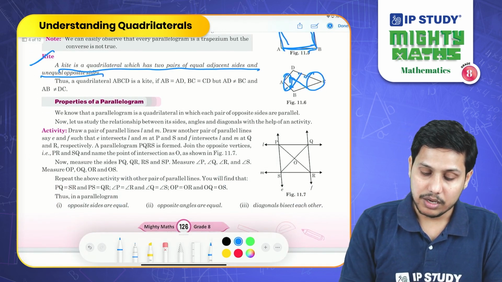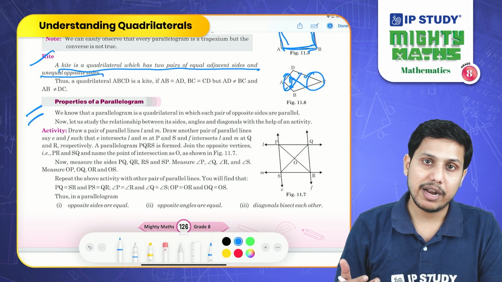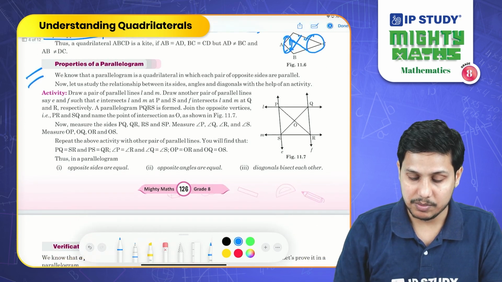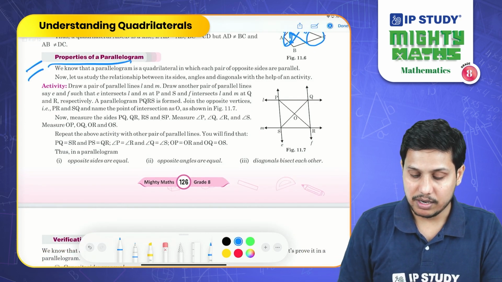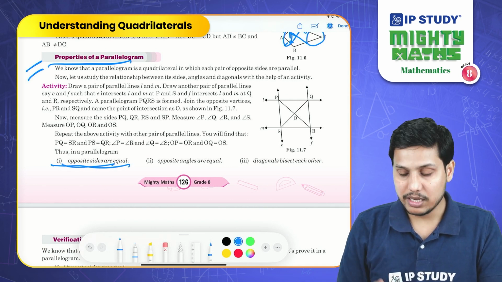Now we have to deep dive into the topic of parallelogram. We'll see different types of parallelogram and what the properties of a parallelogram are. There are certain properties that we need to look at. Opposite sides are equal, as I have told you.